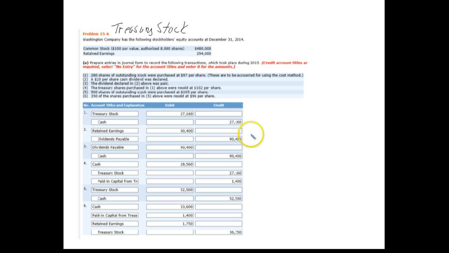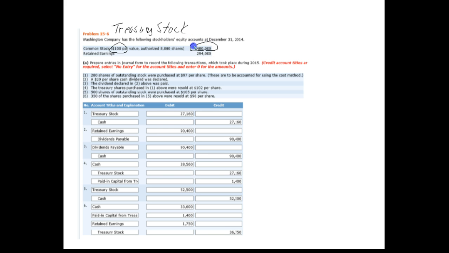Problem 6 focuses on transactions with Treasury stock. So getting started, we have Washington Company has the following stockholders' equity accounts at the end of 2014. So there's common stock. It has a par value of $100. There's 8,000 shares authorized, and the account has a balance of $480,000.